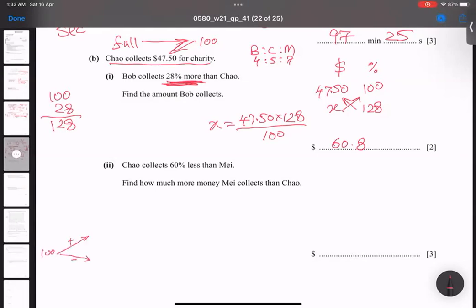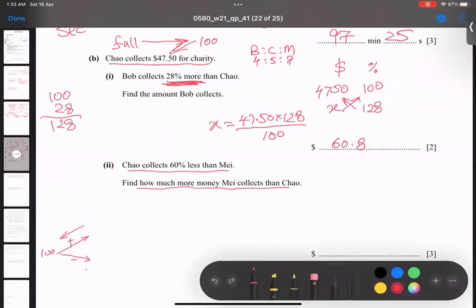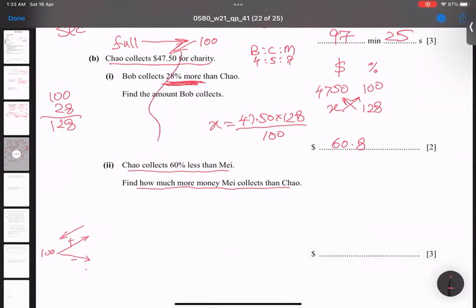But sometimes we have to go backwards. We have to go backwards and we have to find the 100%. So when we need to find the less one, for example, C collects 60% less than M, and how much more does M collect than C? Okay, because we have the money given for C, and that is given here. All right, and we know that this amount for C is 60% less as compared to the other person.